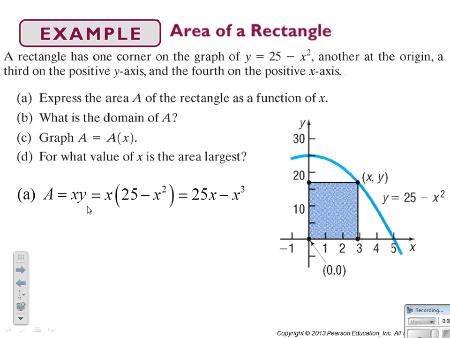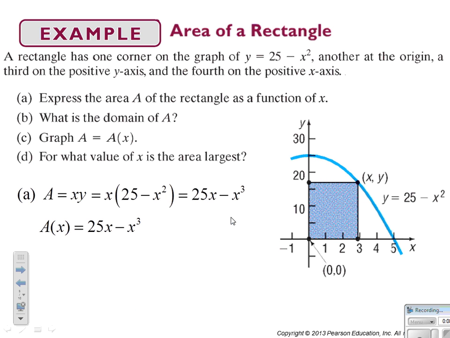We are going to replace the y value with 25 minus x squared because our y-coordinate is the one that's going to be on this parabola. So we do that and we distribute out the x and we get 25x minus x cubed. Not too bad. So the area of our rectangle as a function of x is 25x minus x cubed.